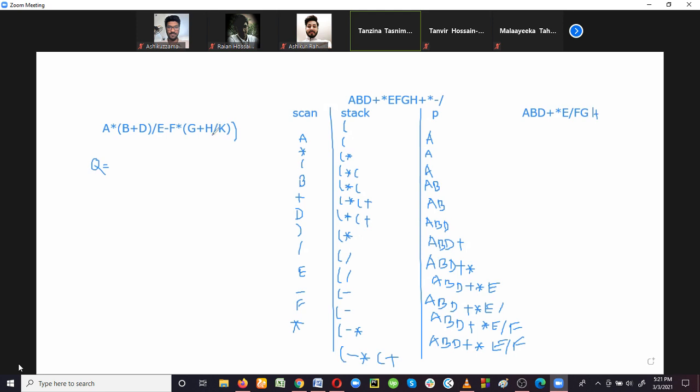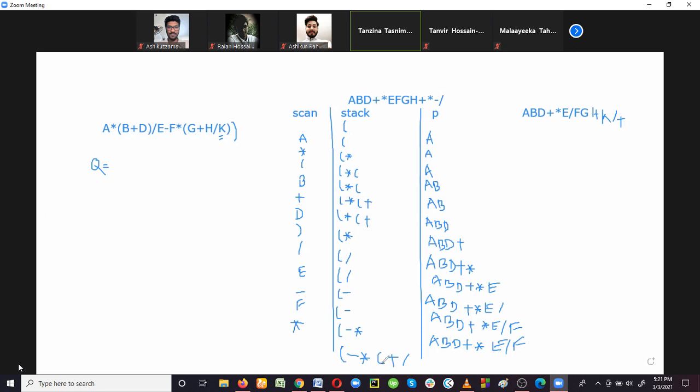And then another operator, and that is the division operator. So where can we keep it, in the stack or in the expression? Obviously in the stack. Okay, and then the last operand, it is K. So we'll place it here, and then a right parenthesis has come. So now pop all the operators from the stack. At first the division will be deleted and then plus.